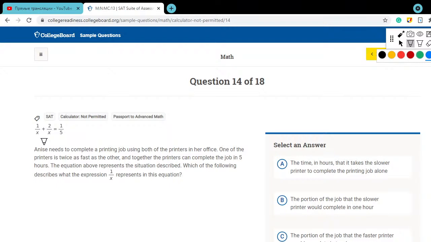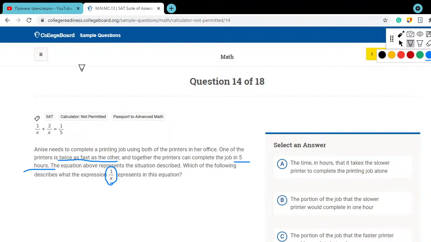Okay, someone needs to complete a printing job using both of the printers in her office, with one printer twice as fast as the other. Together the printers can complete the job in 5 hours. The equation above represents the situation described, which of the following describes what the expression means in this equation. So before jumping to answer, let's look at this.